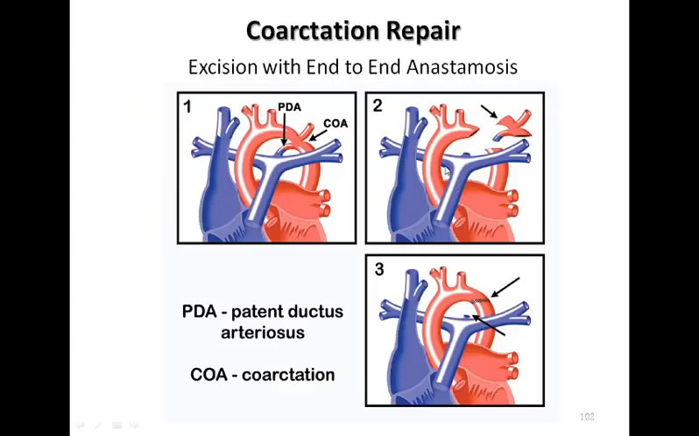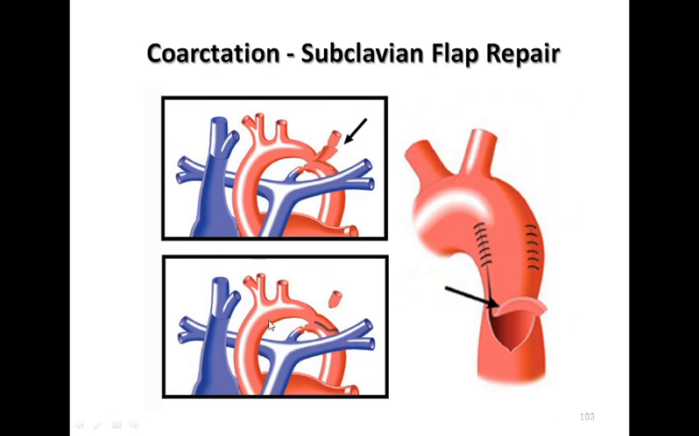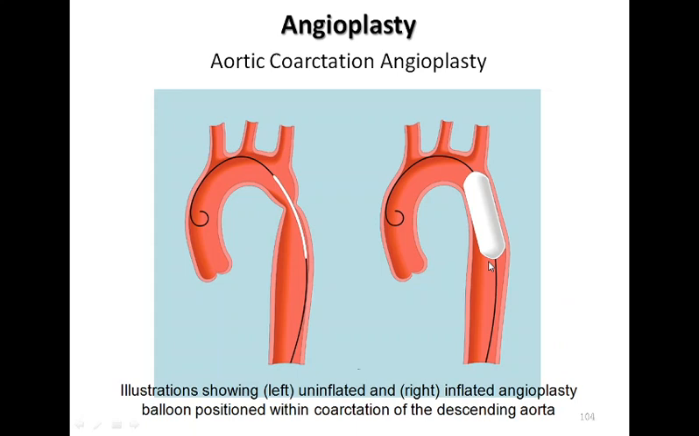So coarctation repair can be done by various procedures. We don't ask this of you in the exam, but know that we can surgically repair the coarctation. Different approach: this is the subclavian flap approach. Here, this is the flap. So there are various ways you can do surgical correction.